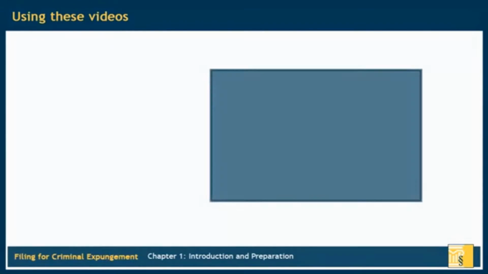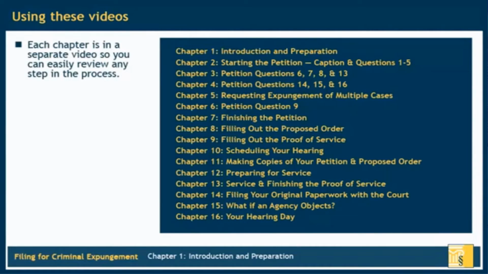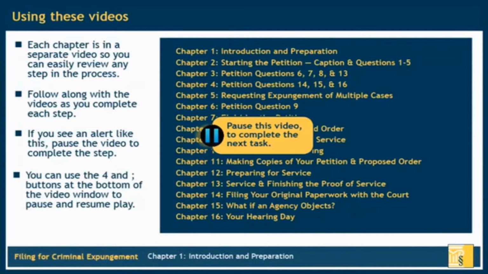This criminal expungement video series consists of 16 chapters, each within a separate video, so you can easily jump to and review any step in the process. Follow along with the videos as you complete each step. If you see an alert like this one, pause the video to complete the step. You can use the buttons at the bottom of your screen to pause and play the video.